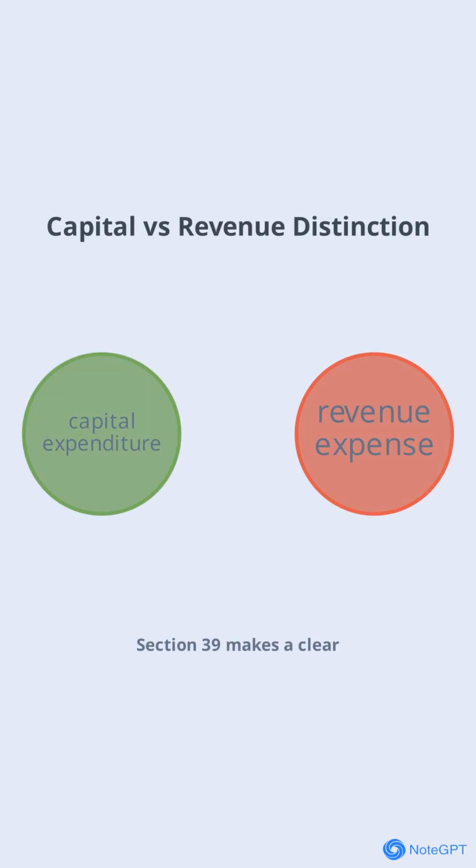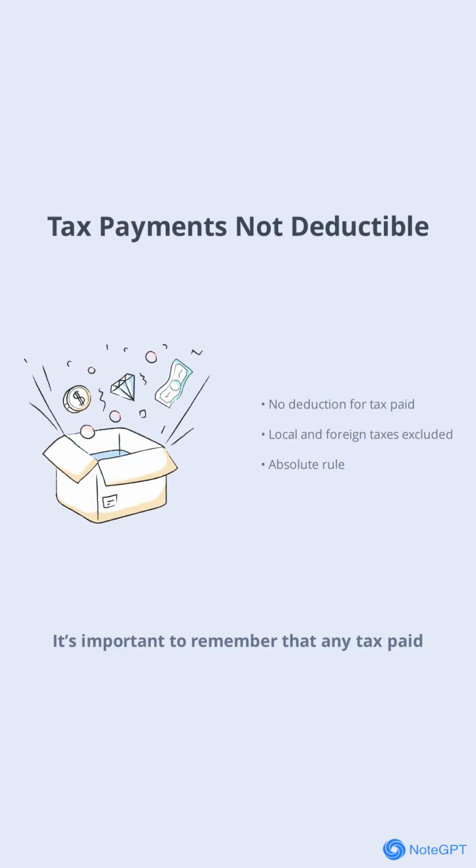Section 39 makes a clear distinction between capital and revenue expenses. Capital expenditures like buying assets are not deductible as expenses. Instead, you use capital allowances to claim these costs over time. This ensures that only ongoing business costs, not investments, reduce your taxable income. It's important to remember that any tax paid, whether local or foreign, cannot be used to reduce your taxable income. This rule is absolute and applies to all businesses. The idea is to prevent a circular reduction in tax liability.